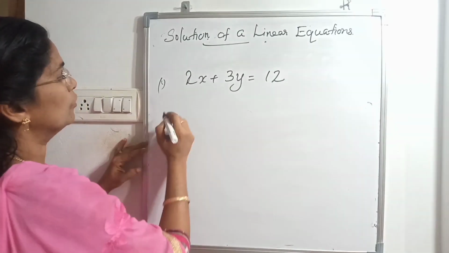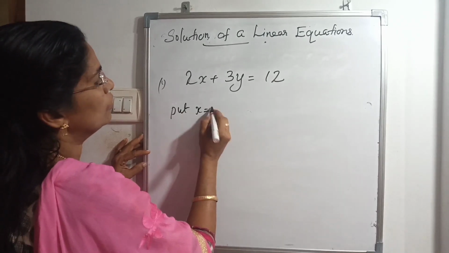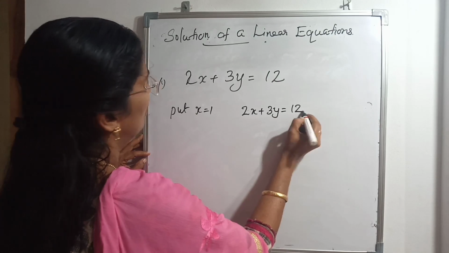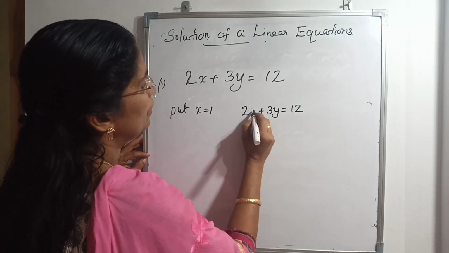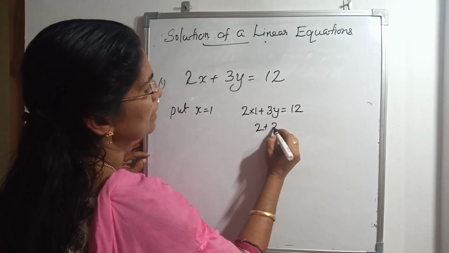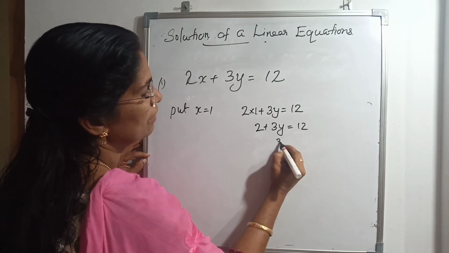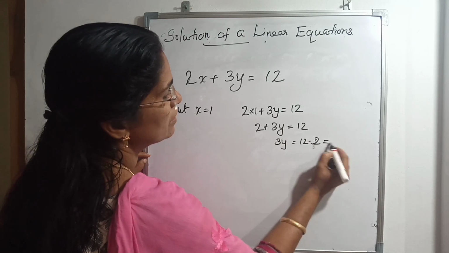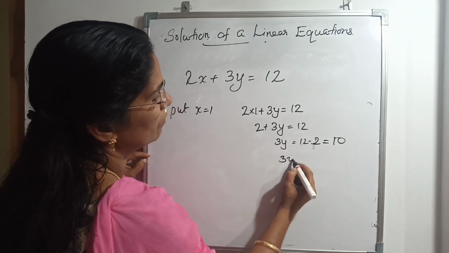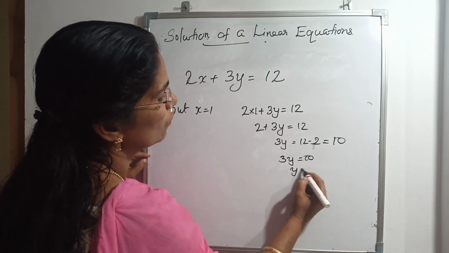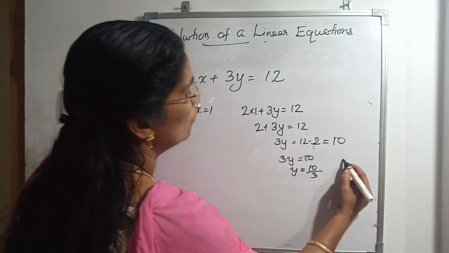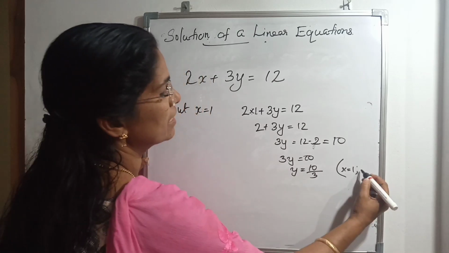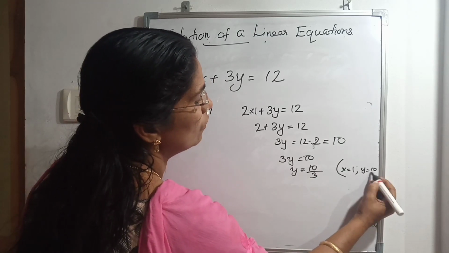Okay. Put x equal to 1. Then 2x plus 3y equal to 12. 2 into 1 value we can substitute. 2 plus 3y equal to 12, or 3y is equal to 12 minus 2 is equal to 10, or 3y is equal to 10 means y equal to 10 by 3. So the solution is x equal to 1 and y is equal to 10 by 3.